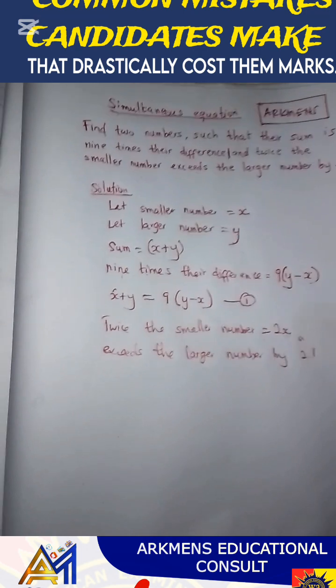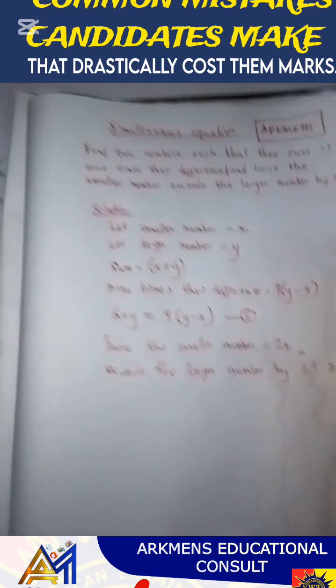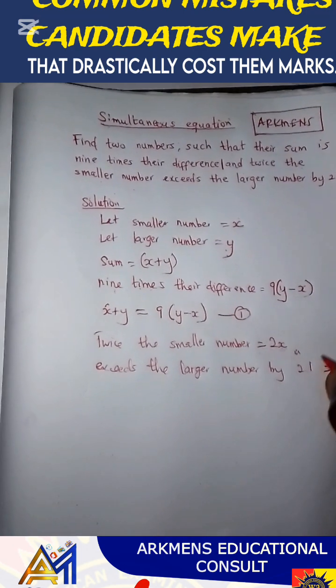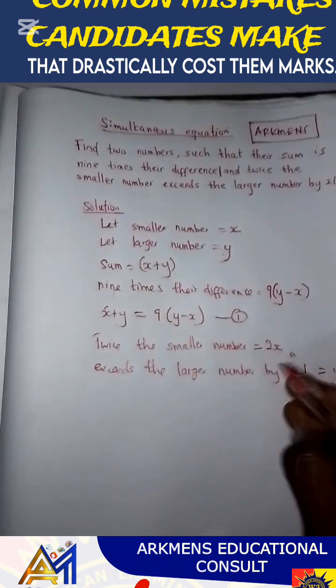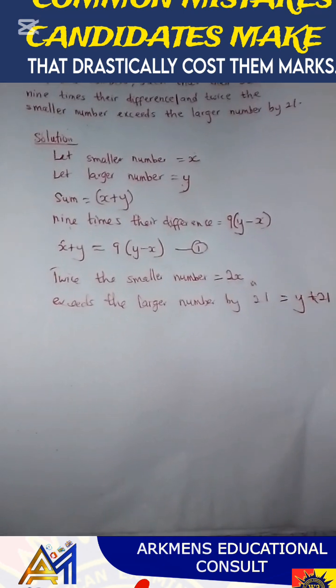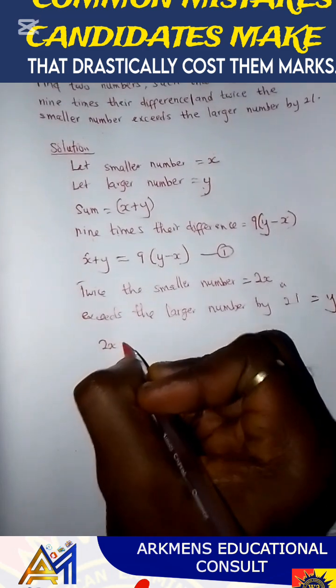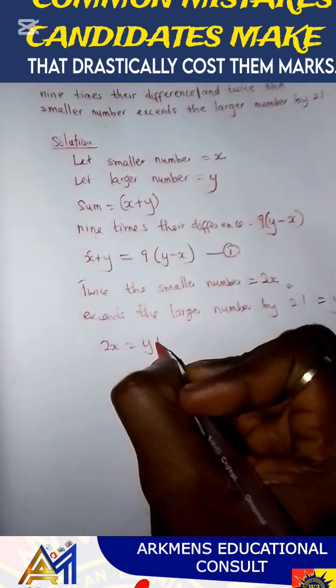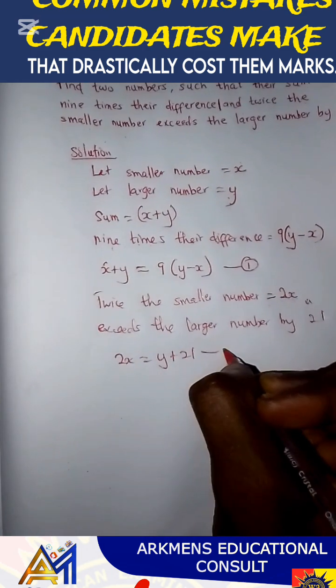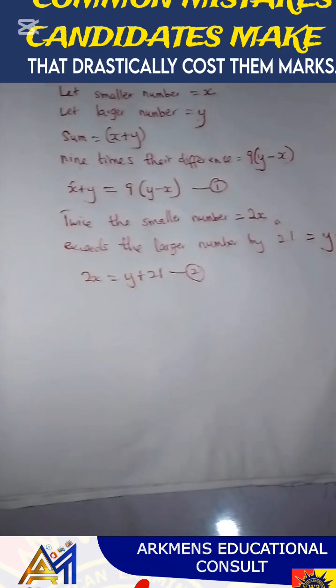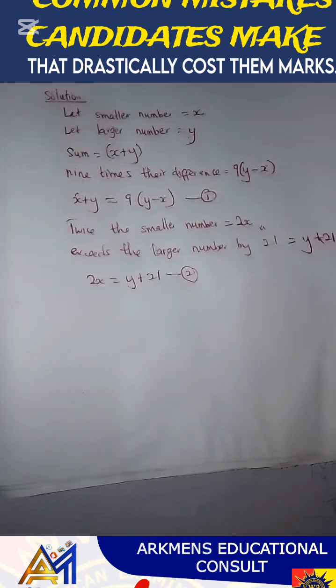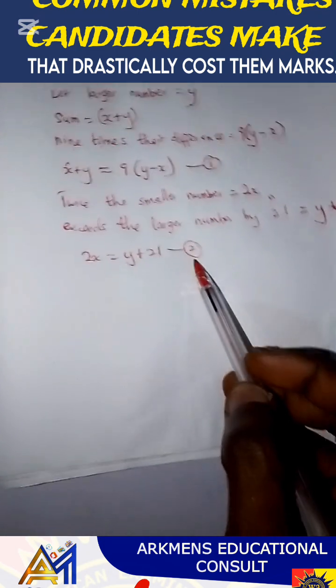So if I want the equation for that one, because y exceeds by 21, if I add the 21 to it, it will be equal to this. And that will bring us to our next equation. That is 2x is equal to y plus 21, and that will become our equation 2. Exactly. So we are now having our equation 1 and equation 2 here.